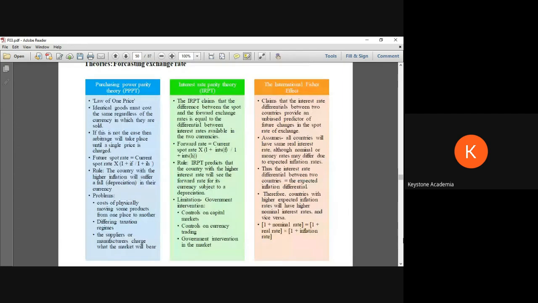We don't need to know the formulas, but certain theories like purchasing power parity theory, interest rate parity theory, international Fisher effect. For example, interest rate parity theory says that when interest rates change in the same proportion, the currency rate will change. For example, if the interest rate is higher in the US and lower in the UK, the value of the UK currency will be more stable than the US currency. Because of the interest rate, the value of their currency will come down. The higher the interest rate, the value of the currency will be less compared to other countries.